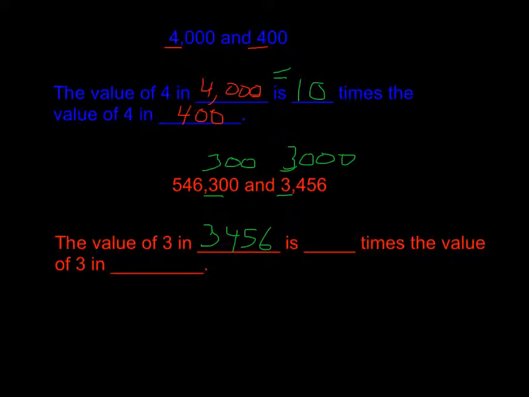And on our lower line is going to be 546,300. Now, 546,300 is a larger number. However, our value in it is not larger. So that's why that goes there. And then if we look over here, we're going from 300 to 3,000. So we are moving over 1 position. Because we're moving over 1 position, we're moving over only 10 times. So the value of 3 in 3,456 is 10 times the value of 3 in 546,300. And that's how we model place value.